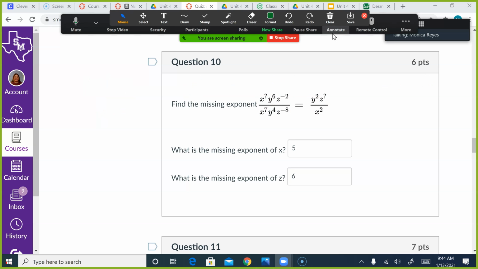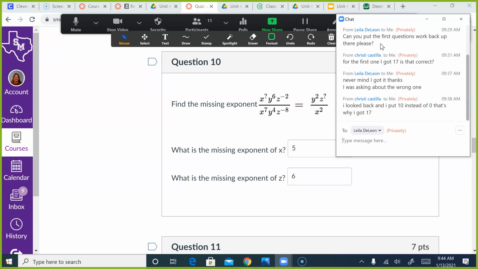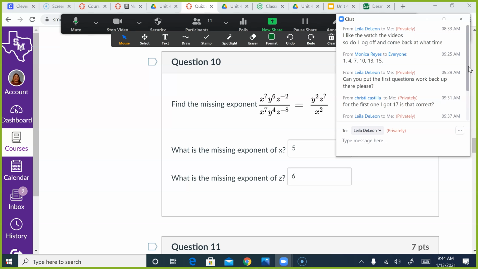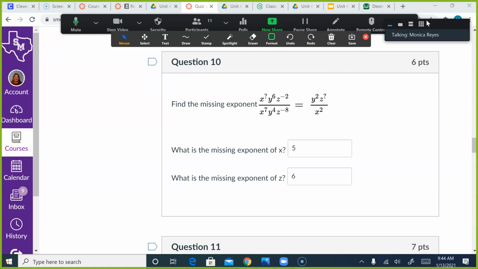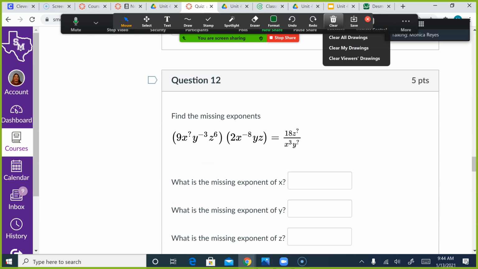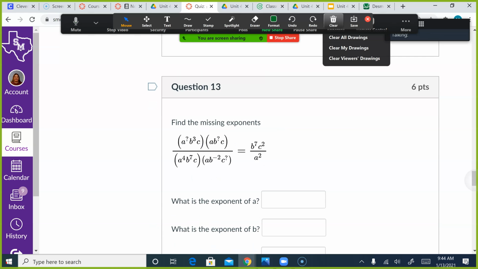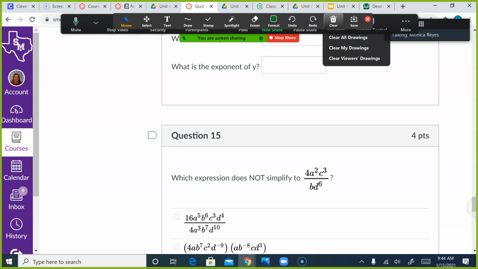Okay, I don't know if I'm going to have time for the other ones. Let me see. What were the other ones I was going to do with you? So I did 10. So we have 13 and 15. And then in between those, there's only like one problem that you have to do. So here's 13. And then 15 is a multiple choice one.